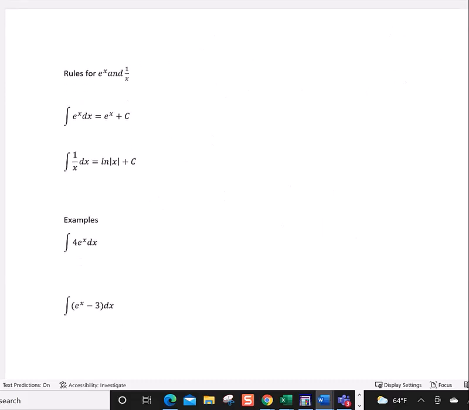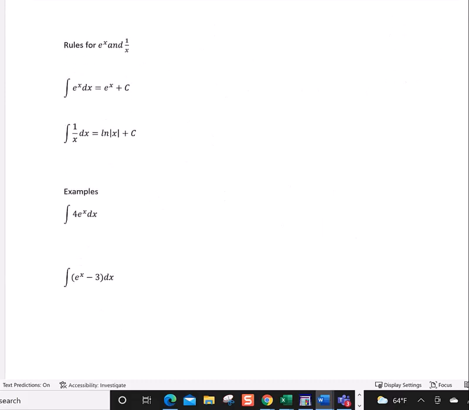A couple more rules that we need to talk about. Our rules for e to the x and 1 over x. Remember earlier I said the power rule x to the n works when n is not negative 1, so we have to say, well, what happens if we have negative 1?